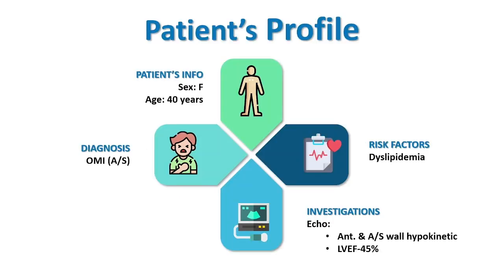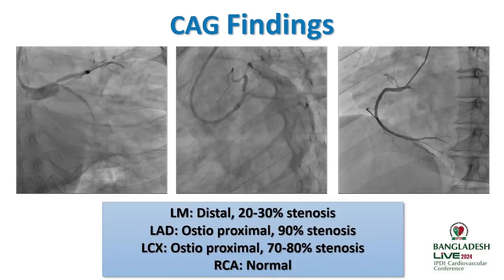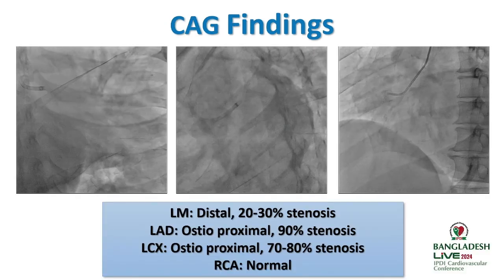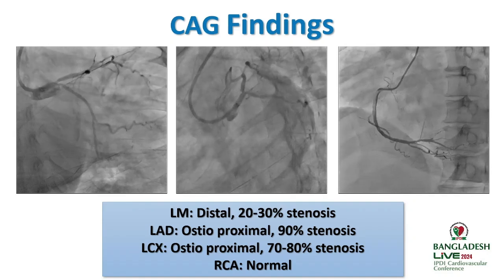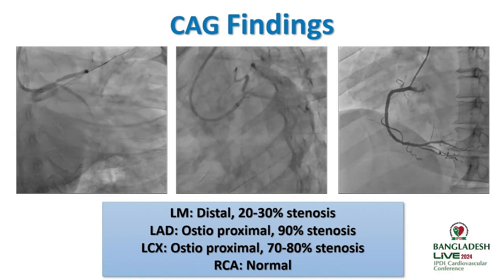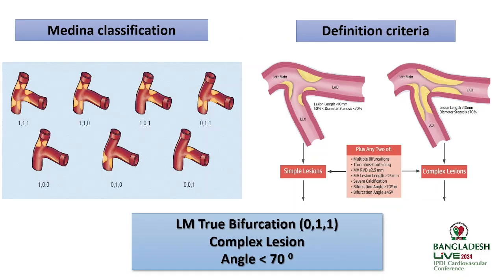My second case, a 40-year female, dyslipidemic, old anteroseptal MI. Echo showed anteroseptal hypokinesia with EF 45%. Angiogram finding was distal left main has 20 to 30% stenosis, LAD ostioproximal has 90% stenosis, LCX ostioproximal has 70 to 80% stenosis, and RCA was normal. According to the Medina classification, it was a true left main bifurcation lesion and a complex lesion, and the angle was less than 70.